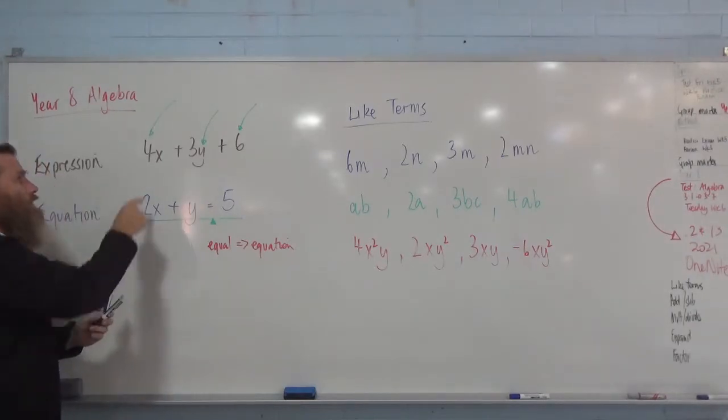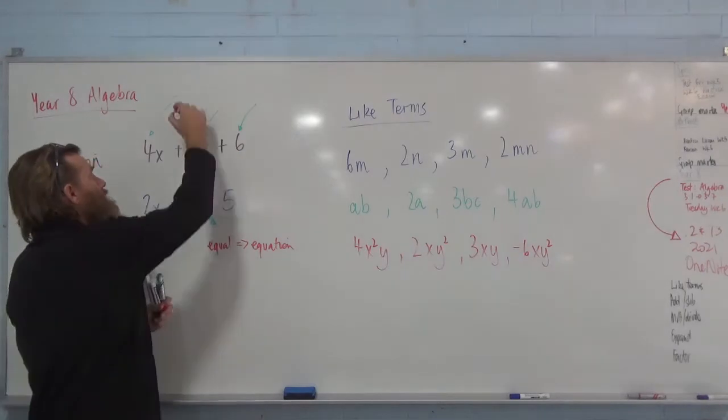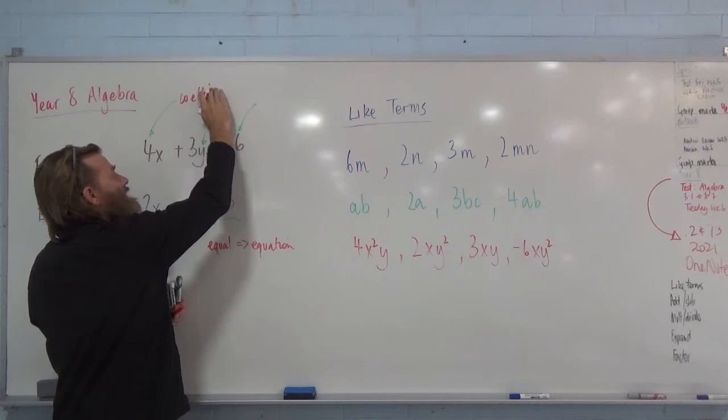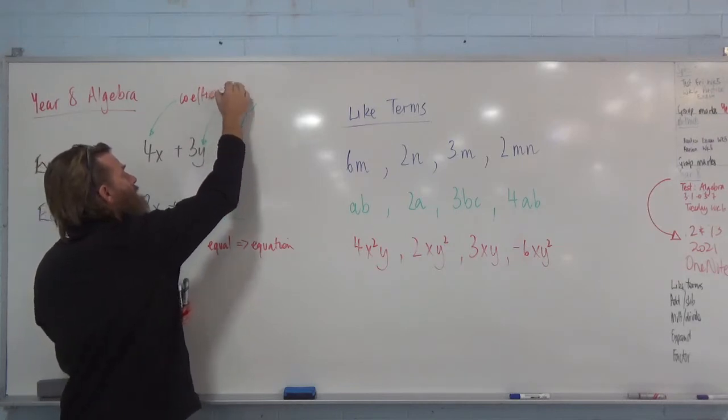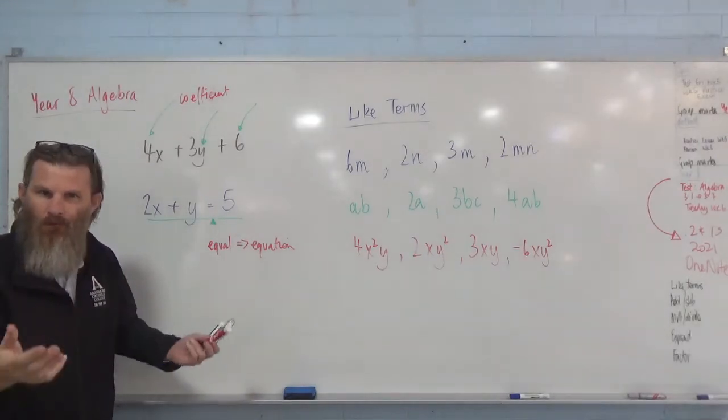Now, diving into these things and these as well, let's talk about the words we should be using. So the first one is this one here. Now that is a coefficient. A coefficient is the number that is out the front. If you like, it's how many times we are multiplying that thing by, the coefficient.